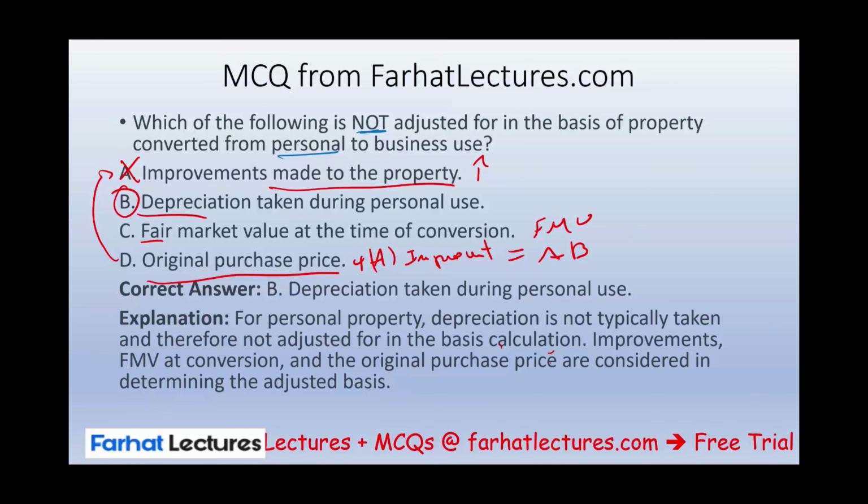B is depreciation, which is not taken into account, because when we converted from personal to business, you never took depreciation in the first place. The other ones are adjusted when we are doing this conversion.